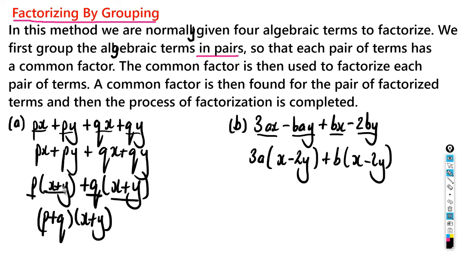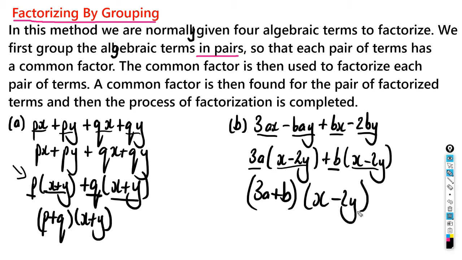So we end up in the same situation as before, guys, where we have the same common factor. All we have to do is write these two, 3a plus b, in a bracket multiplied by the common algebraic expression, which is x minus 2y. And this is the answer. All right, guys, so we've factorized both of them. All right, so let's look at some more examples now.